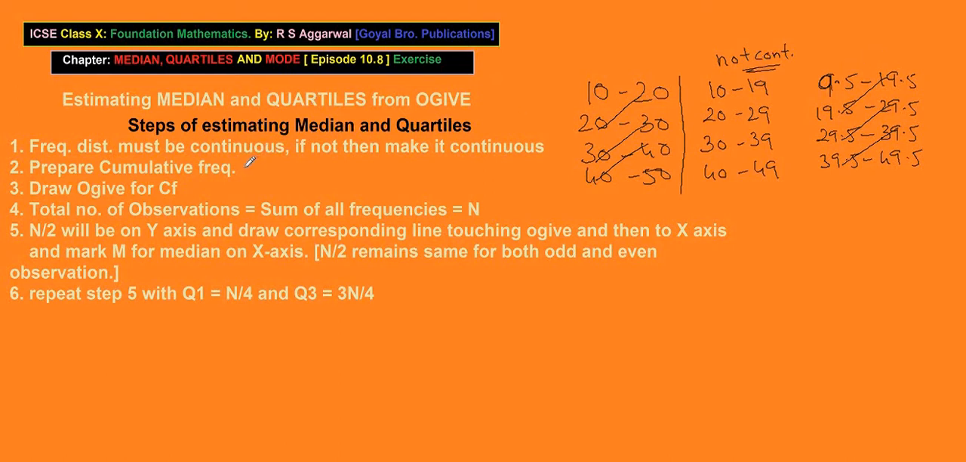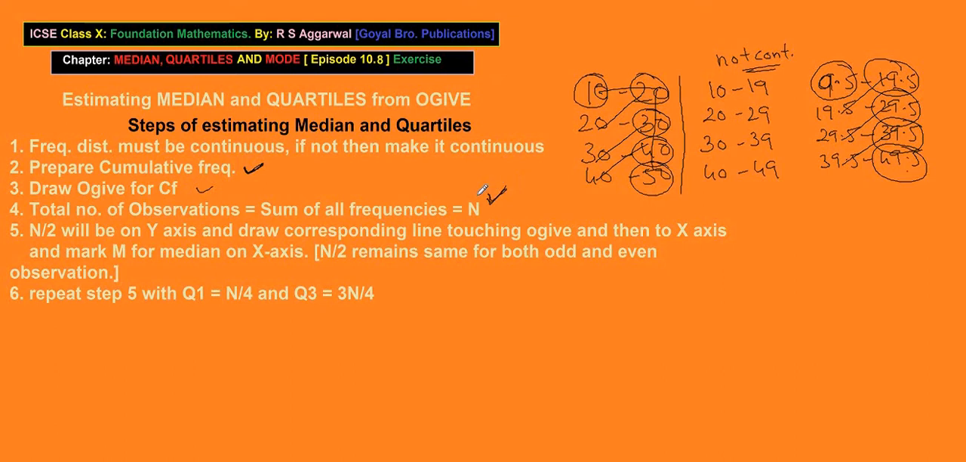Afterwards, you have to make a cumulative frequency table. Then draw the ogive. Now in the ogive, you have to consider from here 10, 20, 30, 40, 50 likewise. If it is this one, then 9.5, 19.5, 29.5, 39.5, 49.5. Afterwards, if you check your cumulative frequency, the last observation will be the addition of all the frequencies. That will be your number of observations.